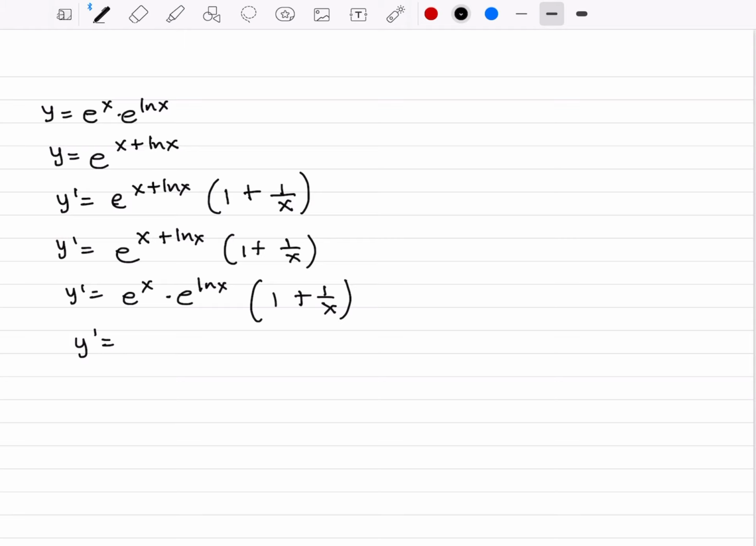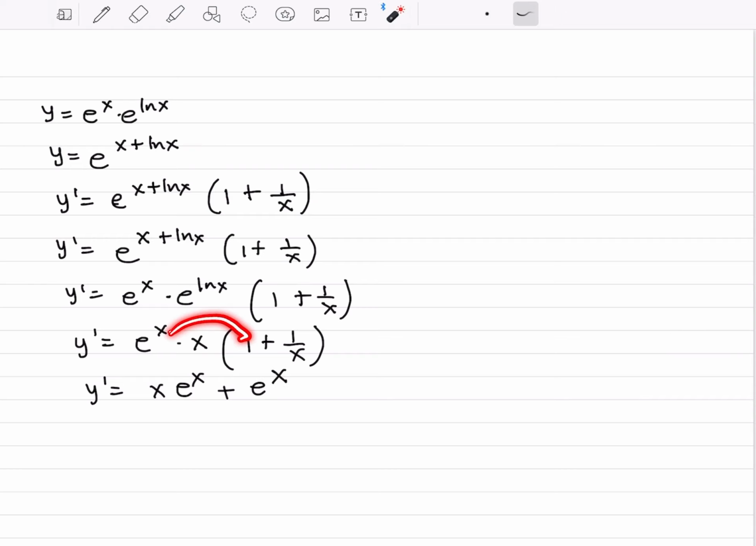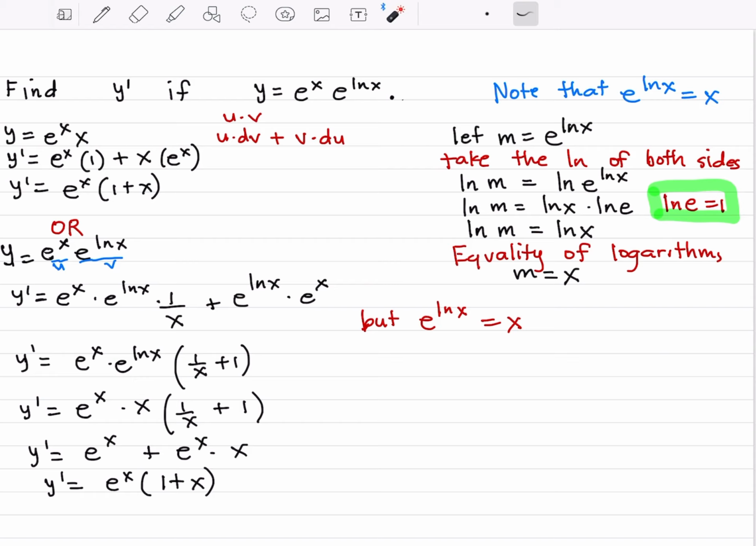So y prime here equals e to the x, and again, you know that e to the ln of x is equal to x, so times x times 1 plus 1 over x, which when simplified gives x e to the x plus e to the x. That's after multiplying this with each term inside the parenthesis. And when factored out, it gives e to the x times x plus 1, which is equal to the previous two answers. Okay?